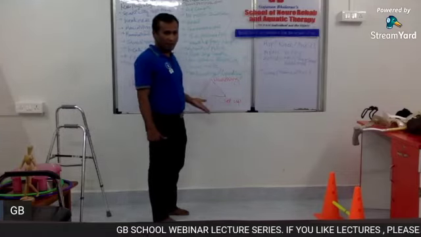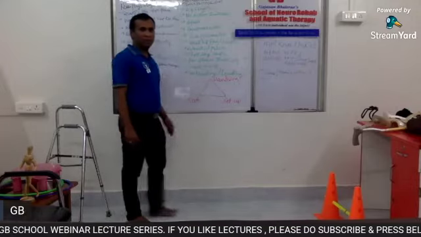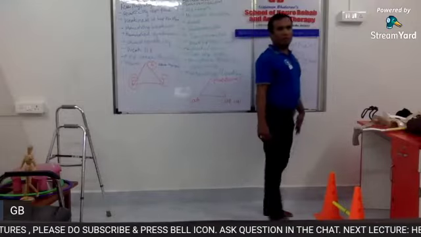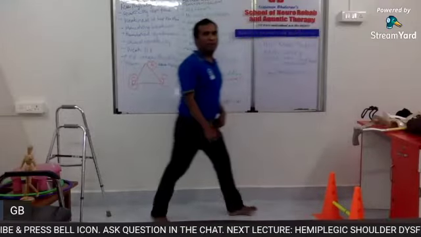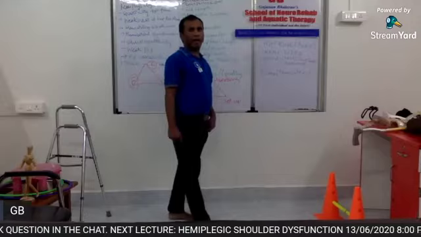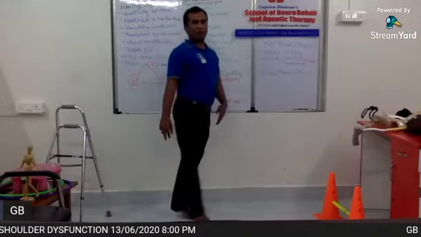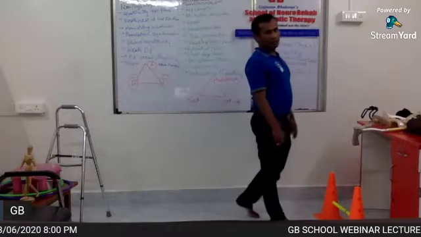And how can I increase the length of the opposite leg? One of the simple methods is vaulting. A lot of patients with hemiplegia do the vaulting. What is vaulting? They increase the height of the leg by doing plantar flexion on the opposite side, and by doing plantar flexion on the opposite side, they can take the step.